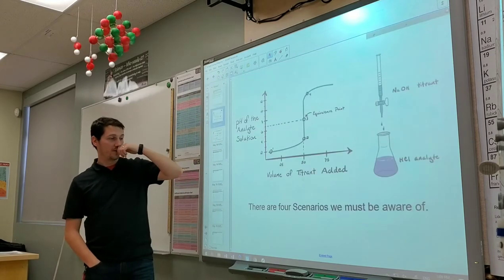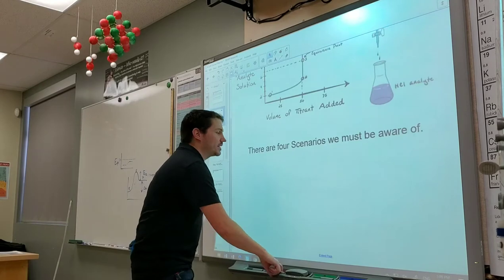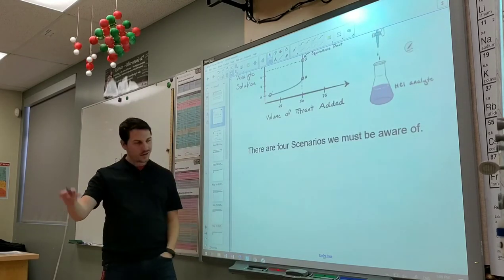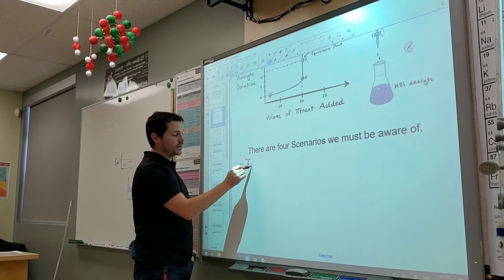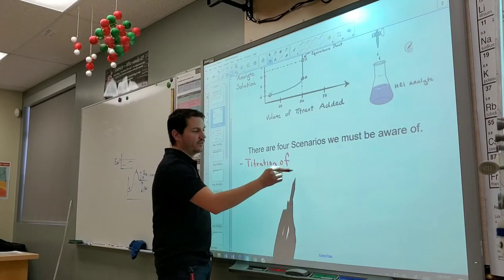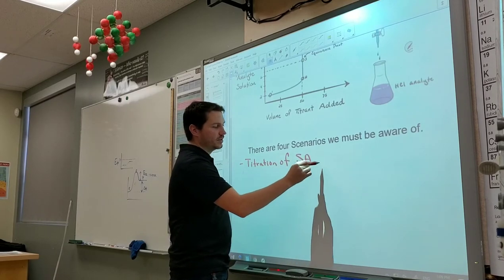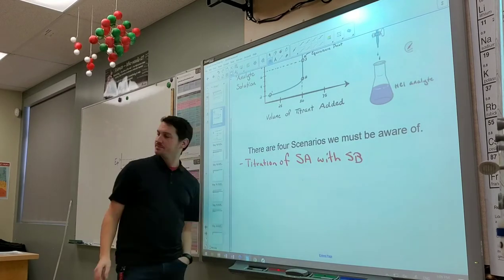This is the first scenario we need to be aware of, okay? So let's just write it all down. The first one is a titration of a strong acid with strong base.